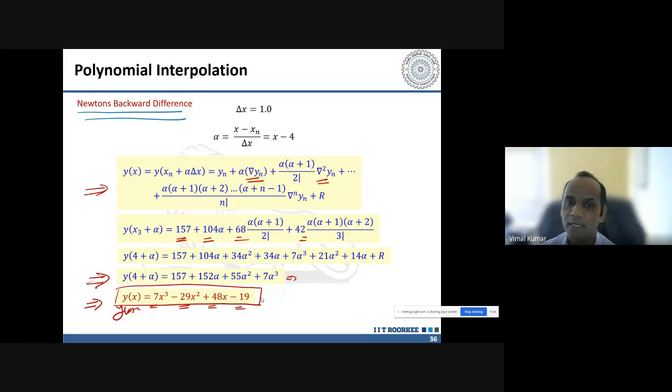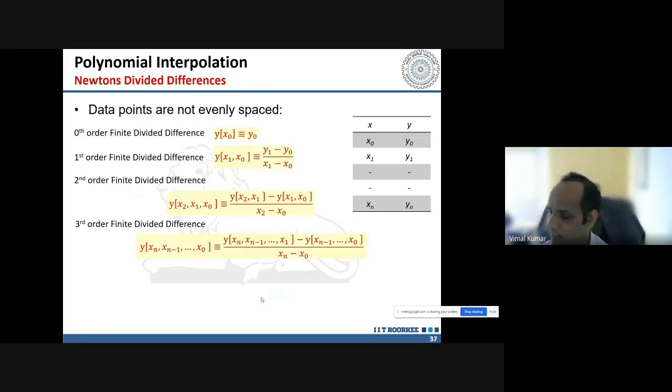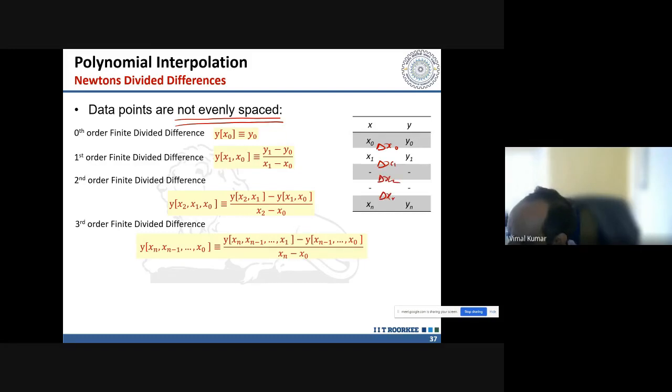Now let's say my data are non-equidistant, not evenly spaced. That means delta x0, delta x1, delta x2, up to delta x n minus 1, all these delta x are different. The data is not evenly spaced actually. So in that case, what do we do?